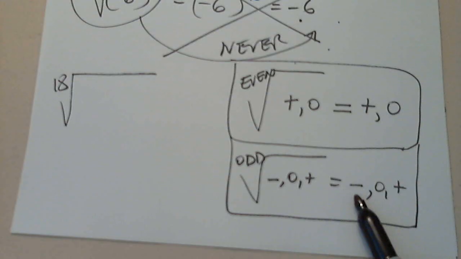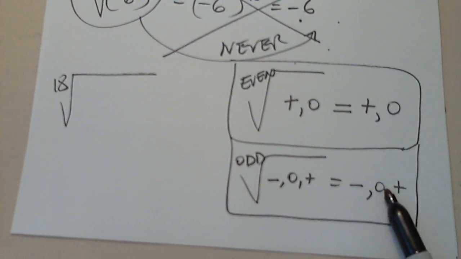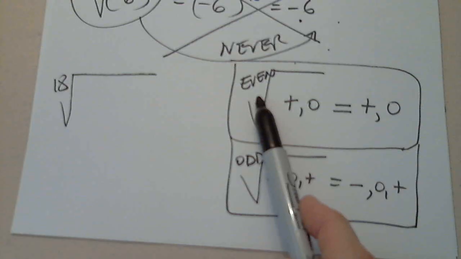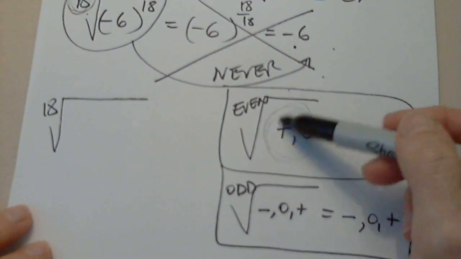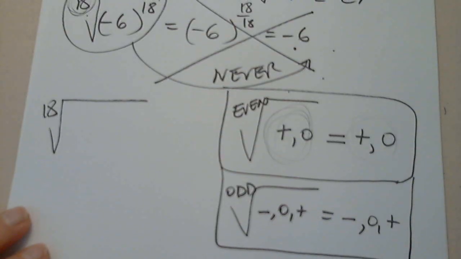If this number is negative, the answer will be negative. If this number is 0, the answer will be 0. If this number is positive, the answer will be positive. I don't care. But with the even index, not only the inside has to be greater than or equal to 0, but the answer, the output, has to be positive or 0.